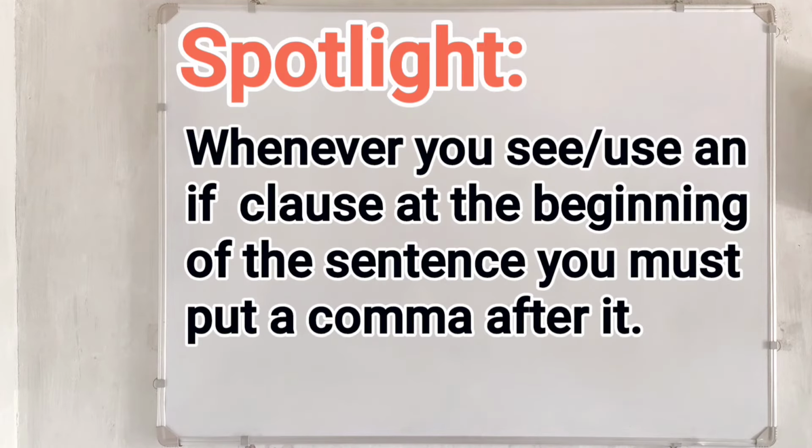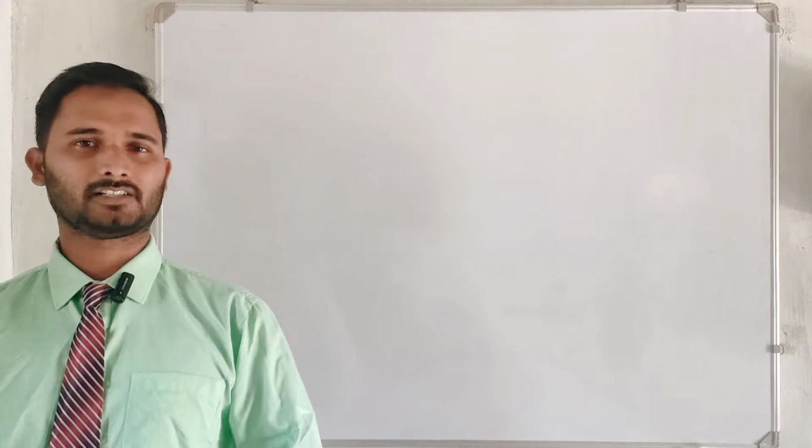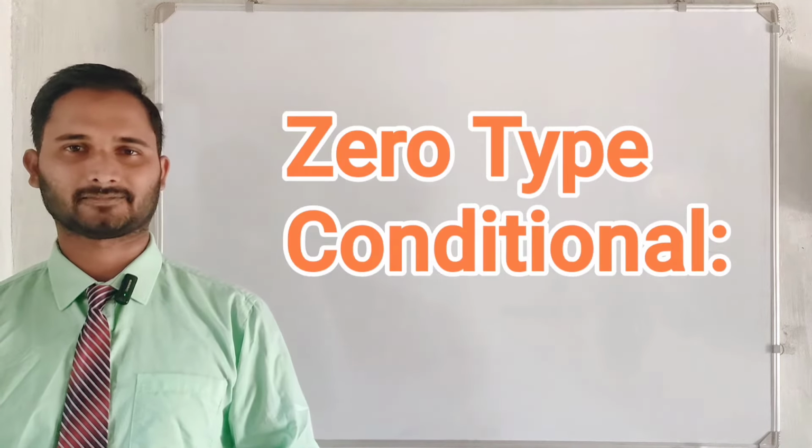Spotlight. Whenever you see an if clause at the beginning of the sentence, you must put a comma after it. But if you use a main clause first, you do not need a comma. Now let us learn the construction of zero type condition and its uses.